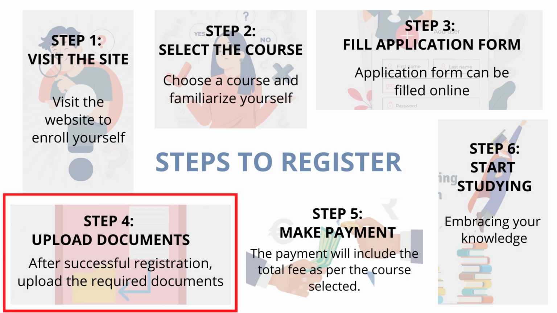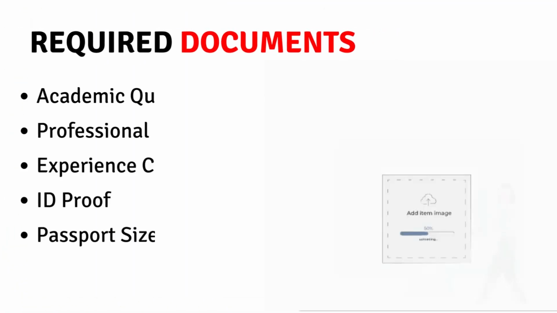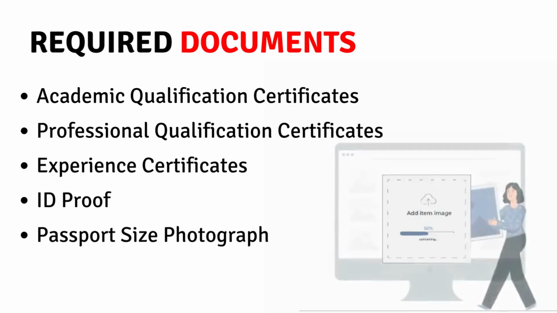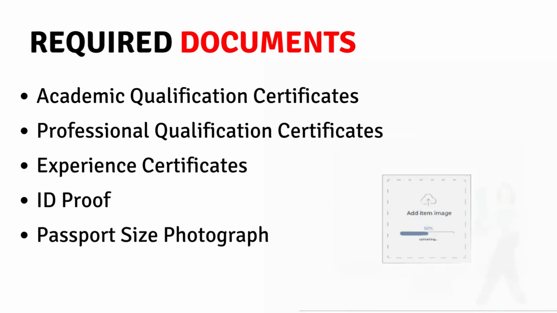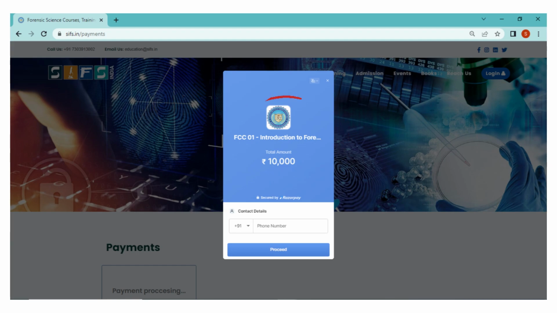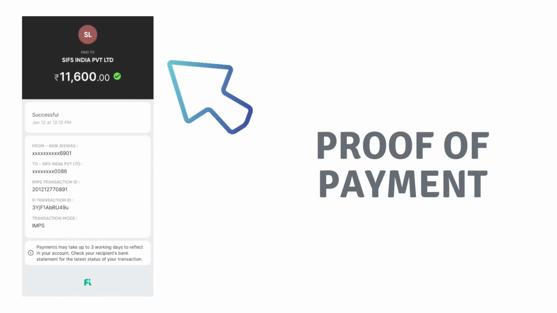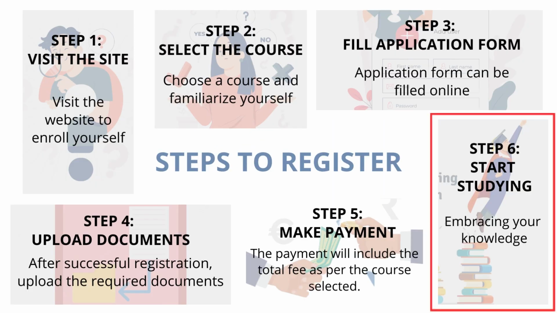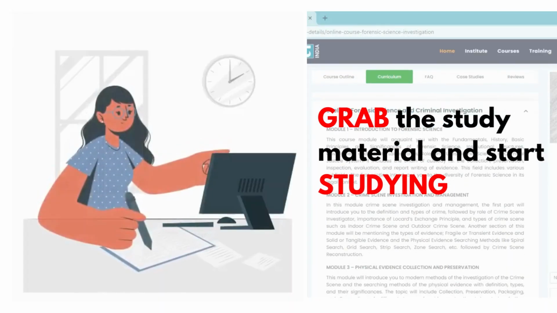Step 4. Upload documents. After successful registration, upload the copies of the below-mentioned documents at our portal, or applicants can also email it at admission@sifs.in. Step 5. Make payment. The payment will include the total fee as per the course selected. Please attach the payment proof with the application form. Step 6. Start studying. Grab your study material and start embracing your knowledge.